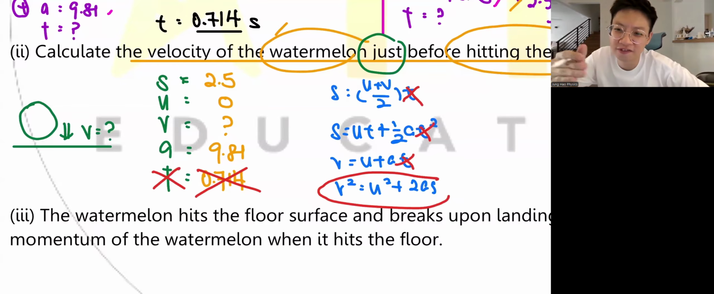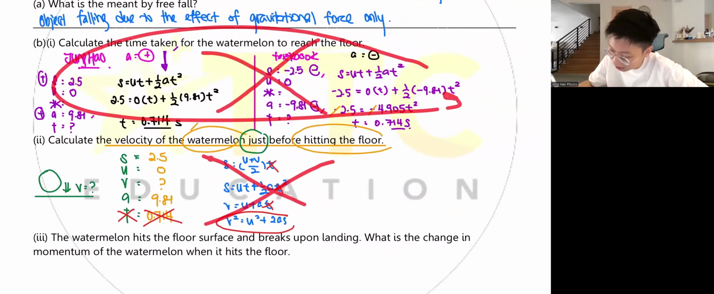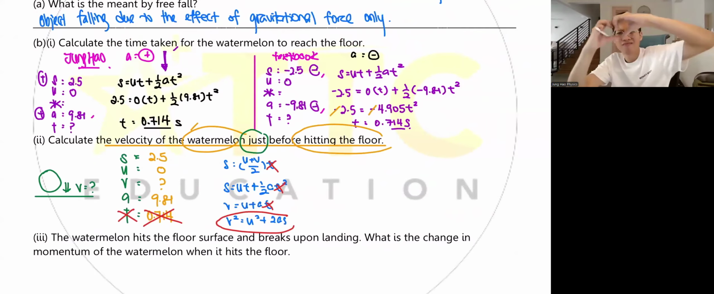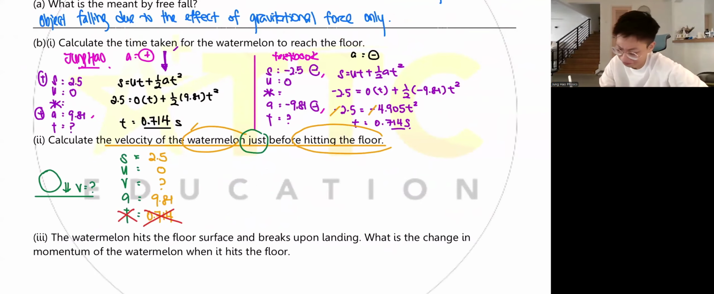Yeah, what if the t is wrong? Correct. So what if your calculation is wrong, then this one is wrong, then you get zero, like everything is wrong already. Yes. Guys, I love you all, man. Thanks for remembering what I say.